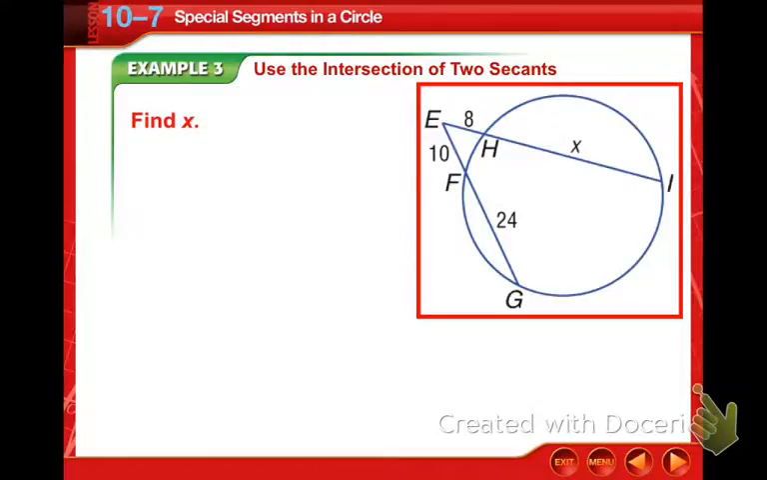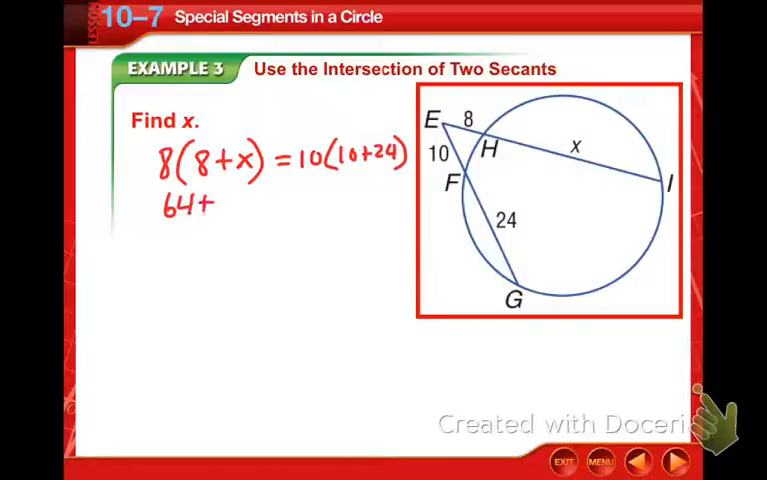So here we have the 8. So the 8 is going to be multiplied by 8 plus x, and the 10 is going to be multiplied by 10 plus 24. So we can distribute the 8, so that's 64 plus 8x, and that's going to be 10 times 34, so 34 times 10 is 340.